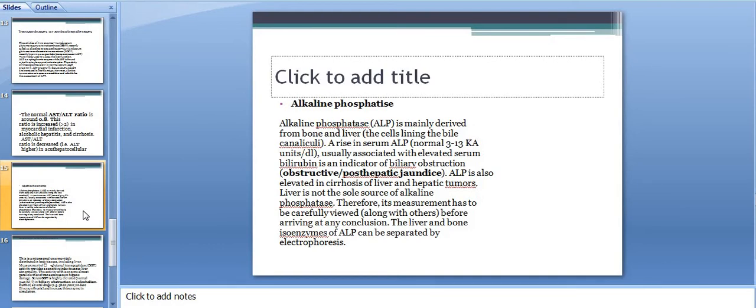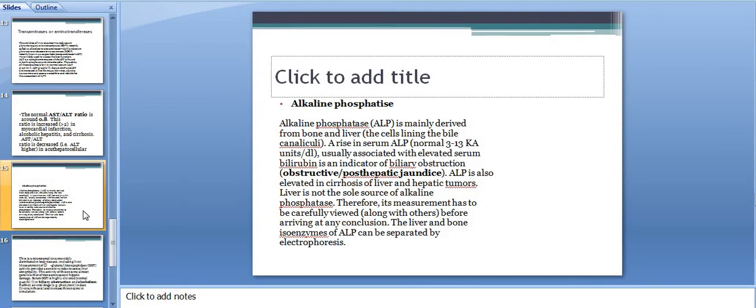Alkaline phosphatase is also elevated in cirrhosis of liver and hepatic tumors. Liver is not the sole source of alkaline phosphatase. Therefore, its measurement has to be carefully viewed before arriving at any conclusion.